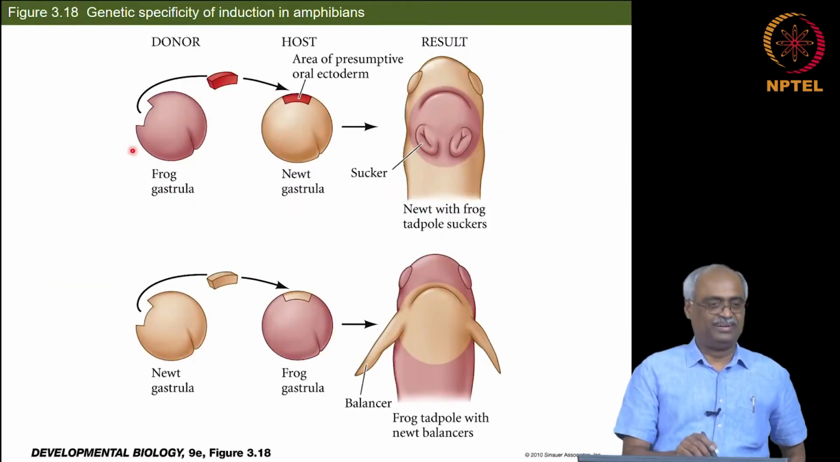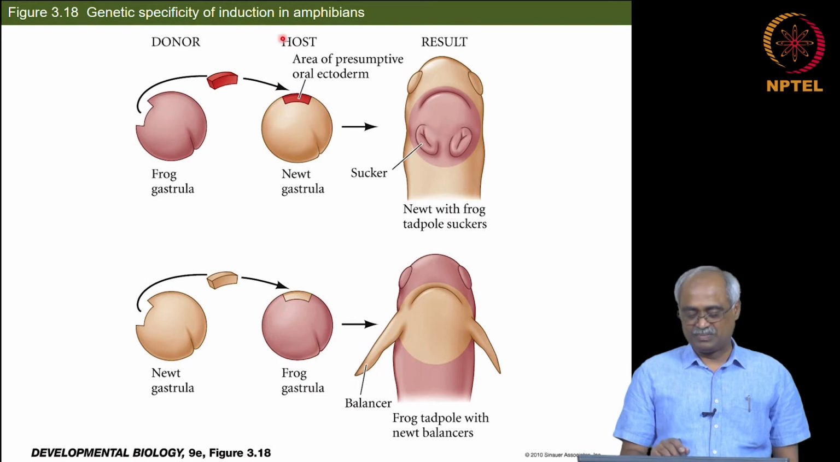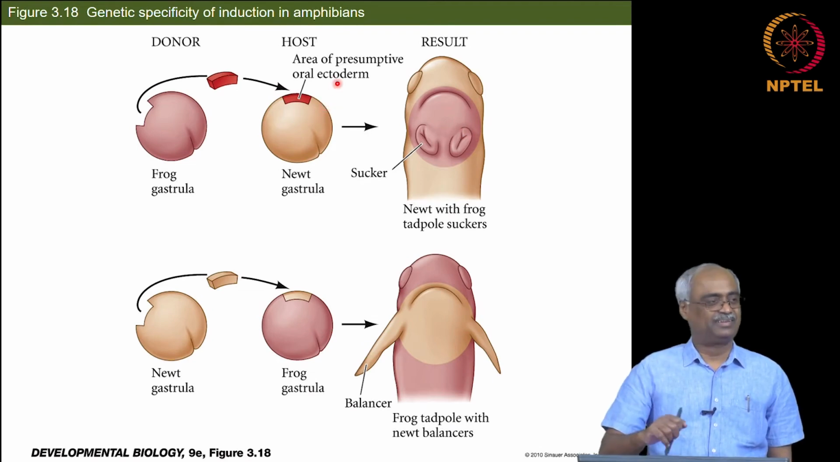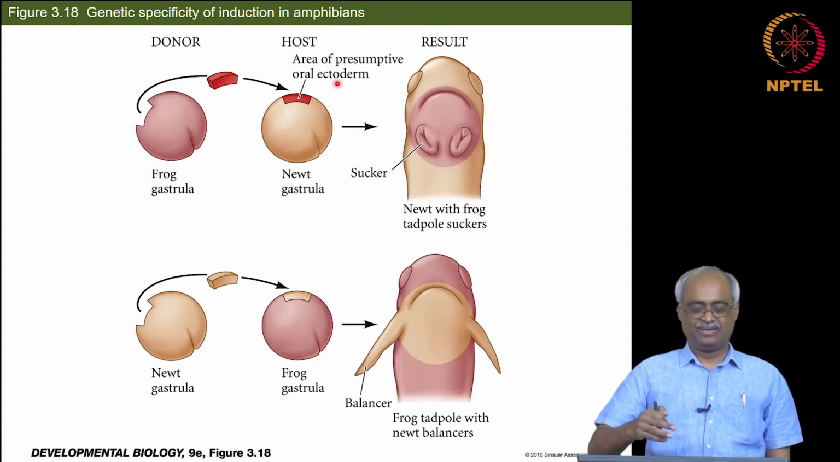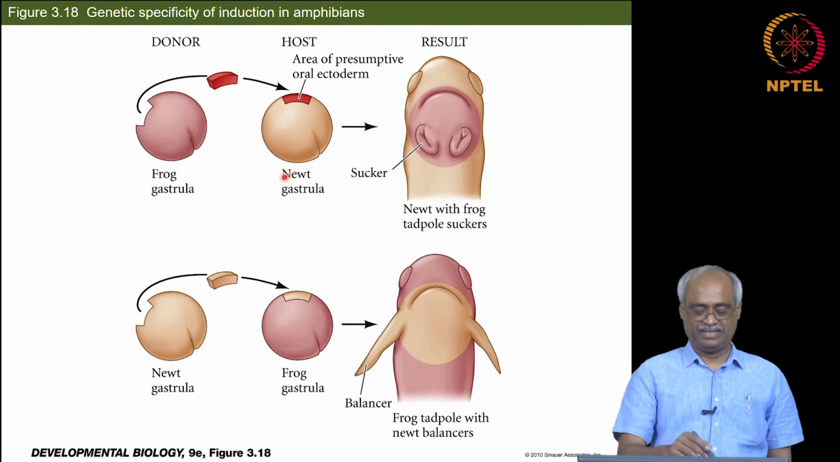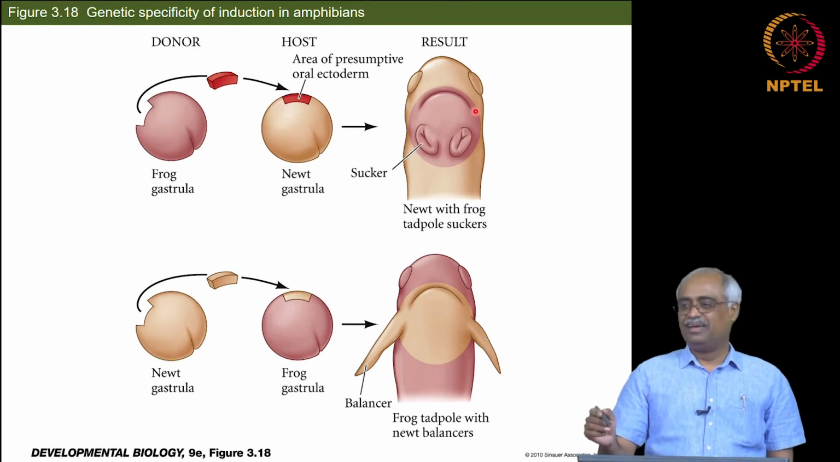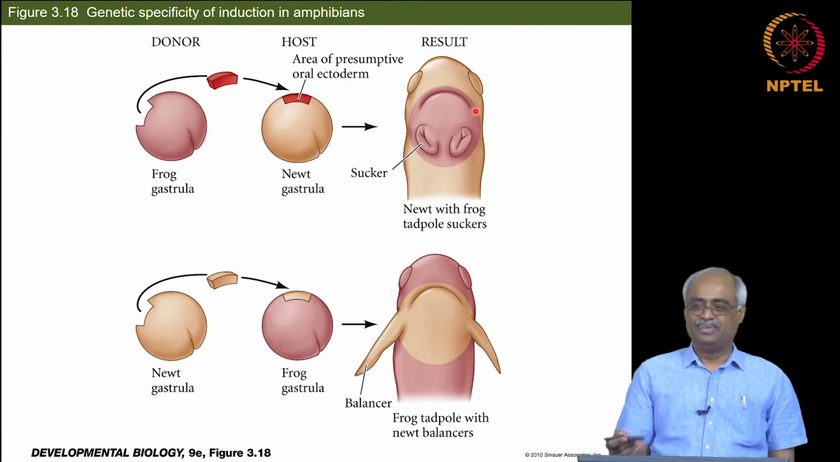So you are taking from frog at gastrula stage and transplanting to the presumptive oral ectoderm part of newt, the salamander, okay. Now what it is going to do is, it is going to the underlying mesoderm. So here actually you are doing cross species recombination of mesoderm and ectoderm, right. So here the underlying mesoderm is from newt, but the ectoderm is from frog. So this mesoderm tells, okay, go ahead and make the oral part, but this epidermis knows only to make the oral part of a frog, and it makes the suckers of the frog tadpole.